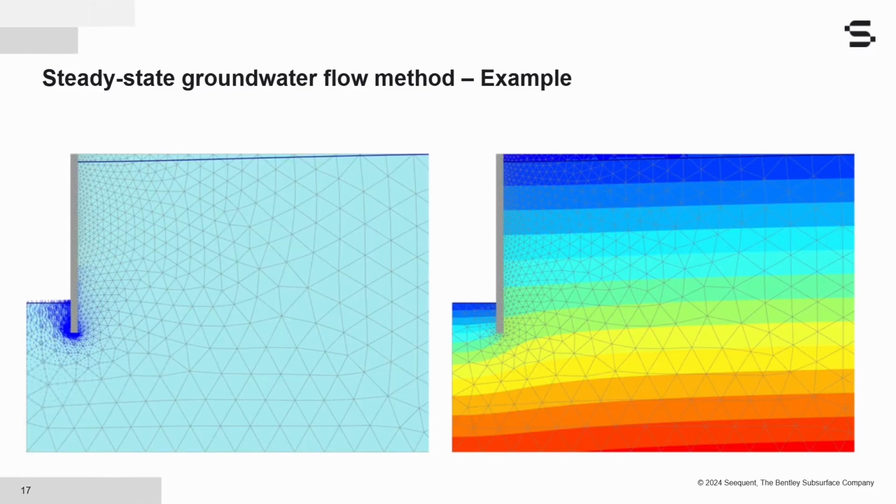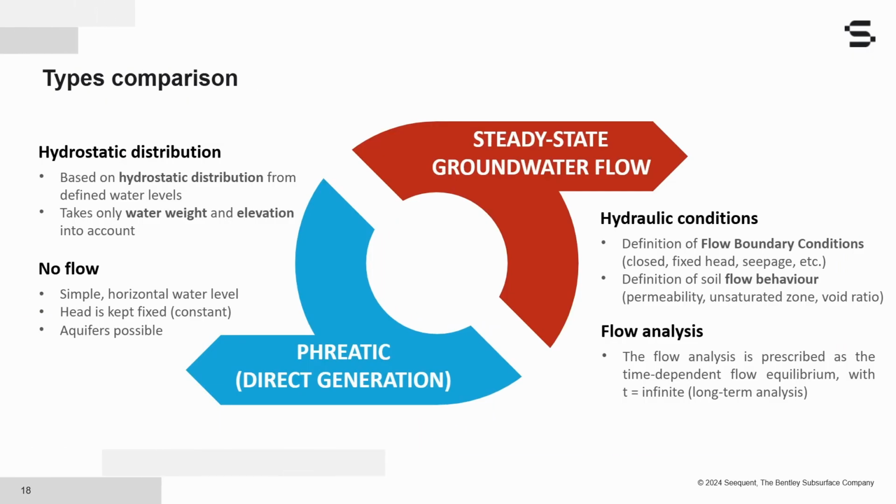And here is an example of a pore water pressure distribution using a steady-state groundwater flow method. You can see a few things. You can see that we now have water flowing inside the excavation. And you will also see that the piezometric line starts following a more complex shape, considering the situation, considering the boundary conditions, and of course, as we said, the different permeabilities that we introduced to the model. So this is how we could potentially perform dewatering in Plaxis.